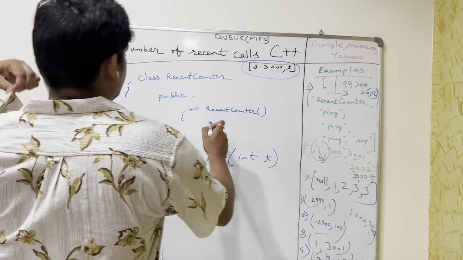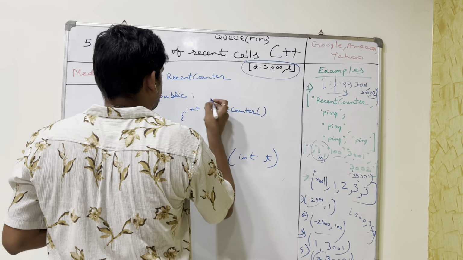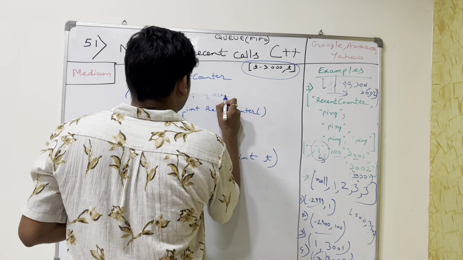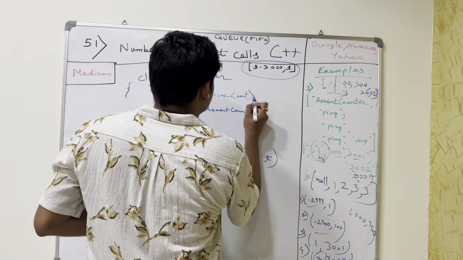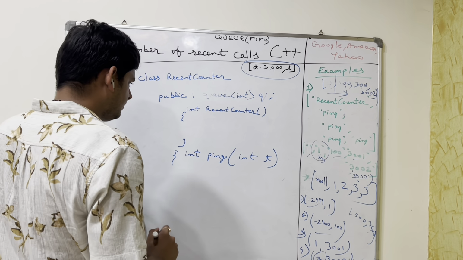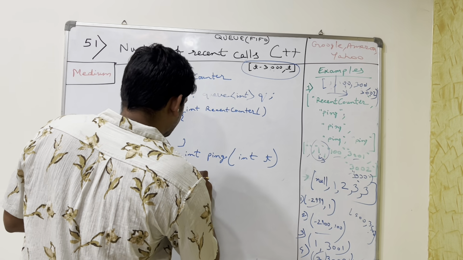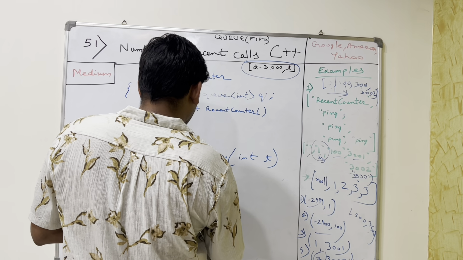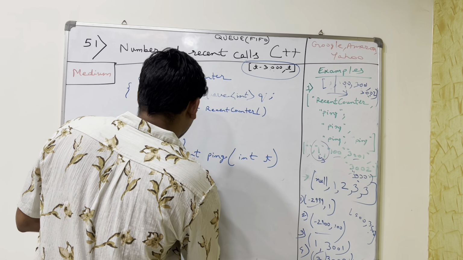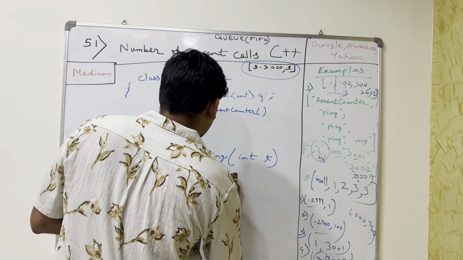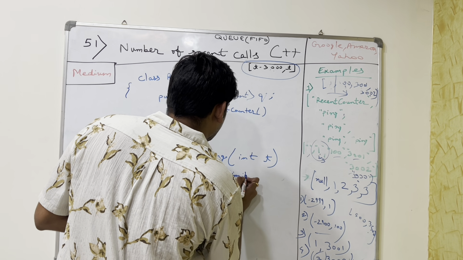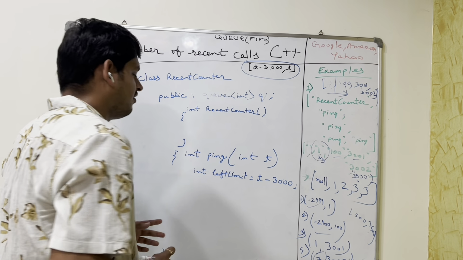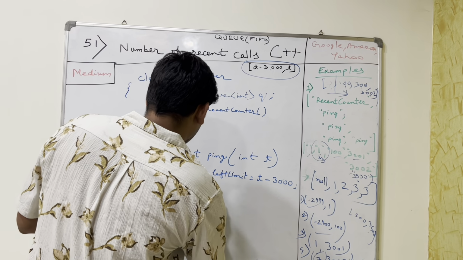It's very simple. So recent counter is simple. This is a constructor, we don't need to do anything here. We can take a queue data structure here, okay? Queue int queue, right? And what do we do? We check, okay, while, we take the value as int left limit, okay, left limit equal to t minus 3000, whatever the value is there, right?